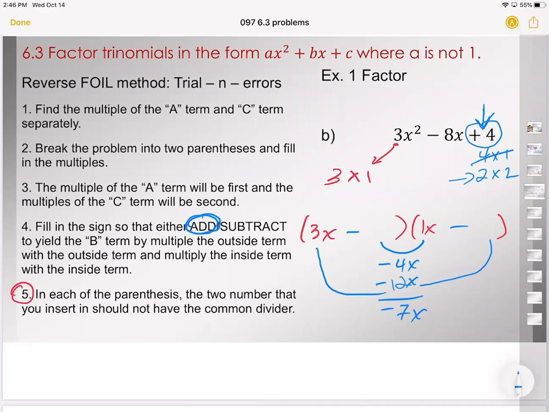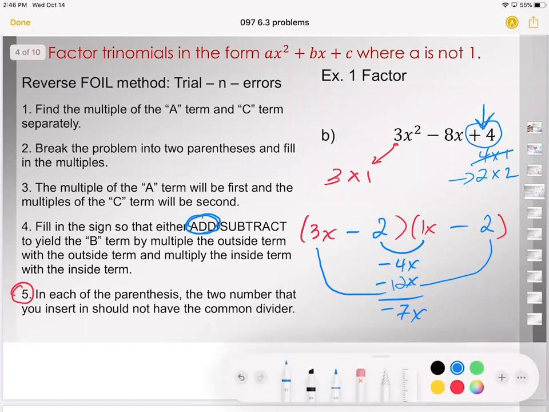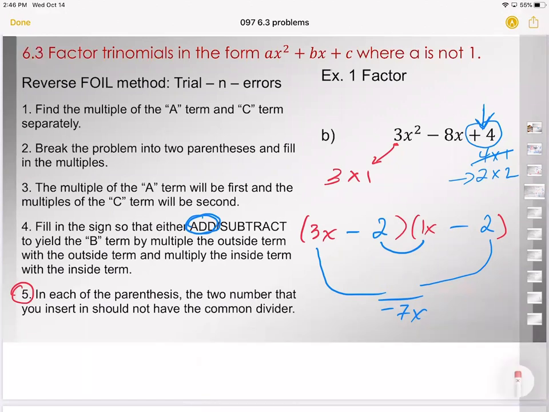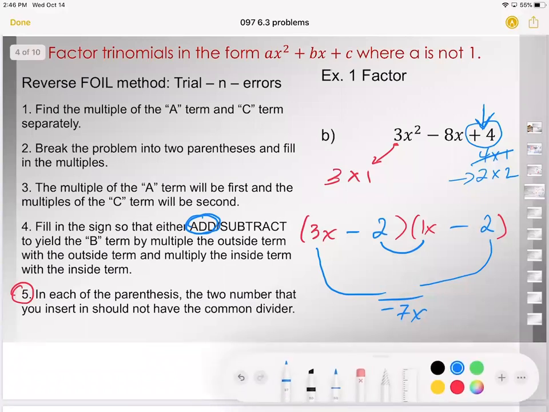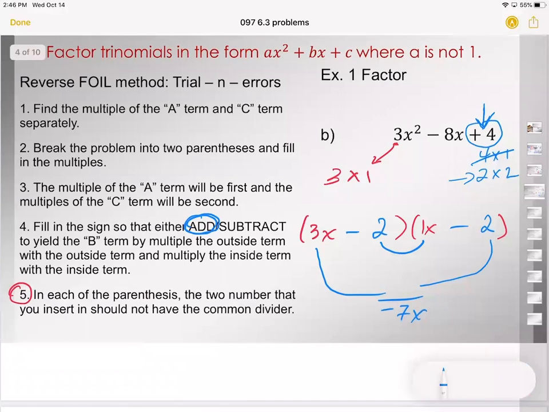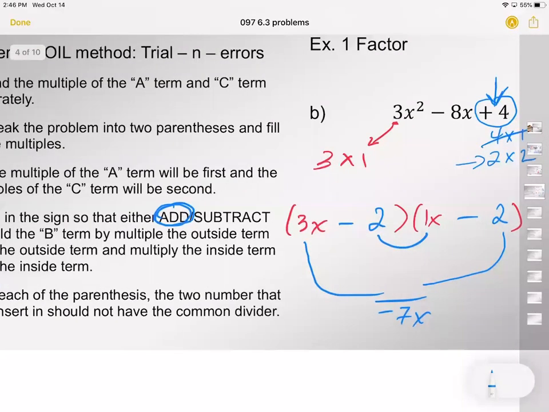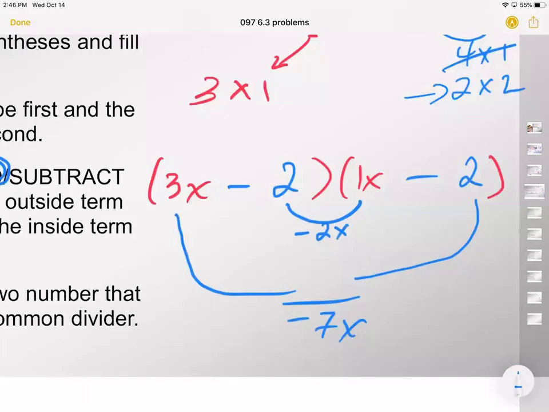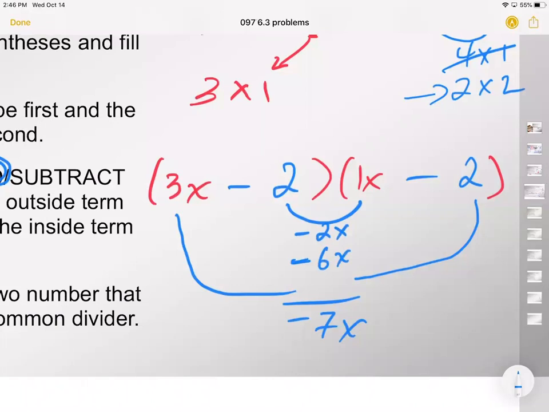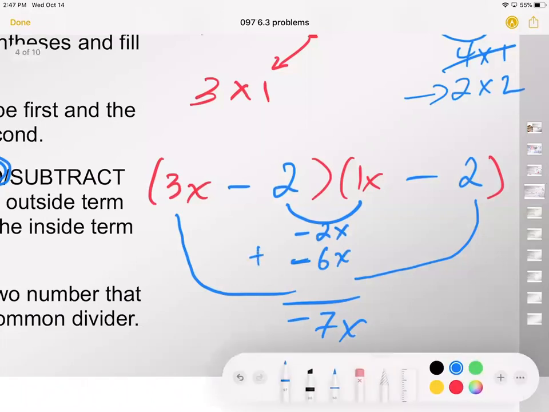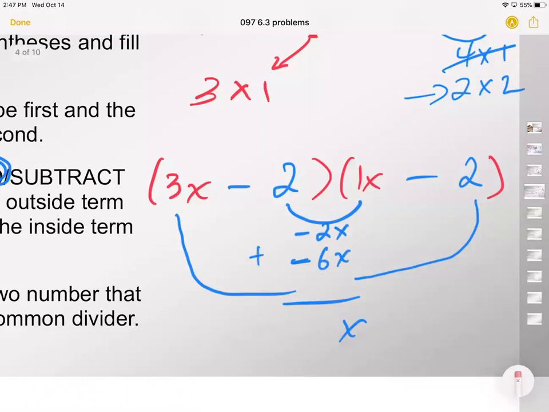So for the 2 and 2, it doesn't matter where you put it, right? We know that the 2 and the 3 don't have a common divisor. So now it doesn't matter which 2 you put first. Now let's test this thing out. What do we have? Well, -2 times 1 will give me a -2x. A -2 times 3 will give me a -6x. Well, -6 and -2, do you agree that -6 and -2 will give me a -8?